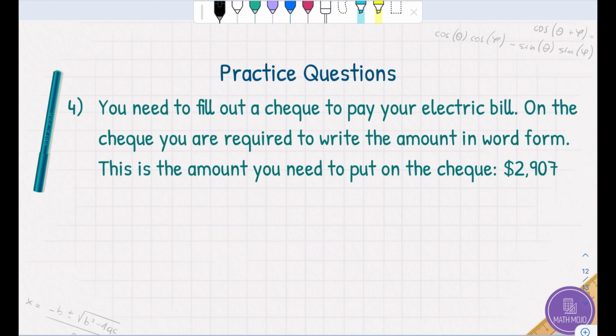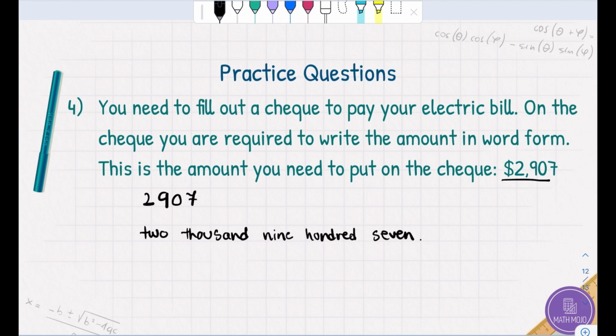So this question says, you need to fill out a check to pay your electric bill. On the check, you are required to write the amount in word form. This is the amount you need to put on the check. So over here, they give us the number in standard form. So we have this number right over here, and we need to write it down in word form. So this number simply is 2,907. And there you go.